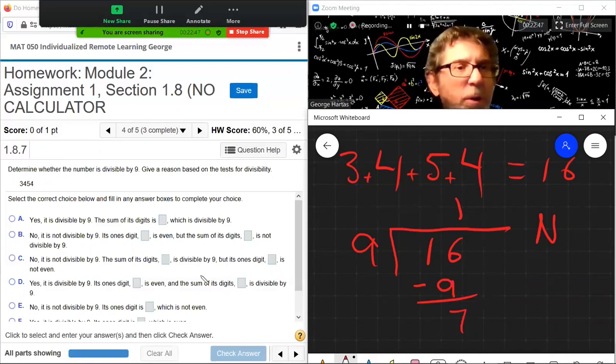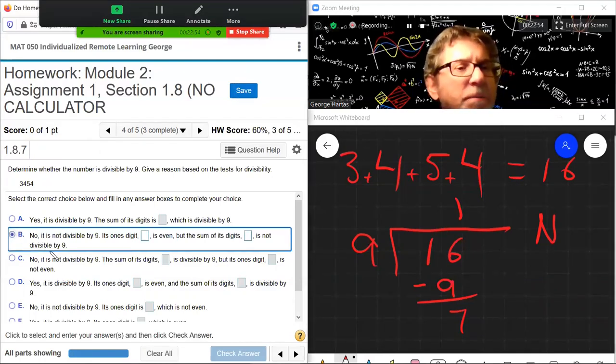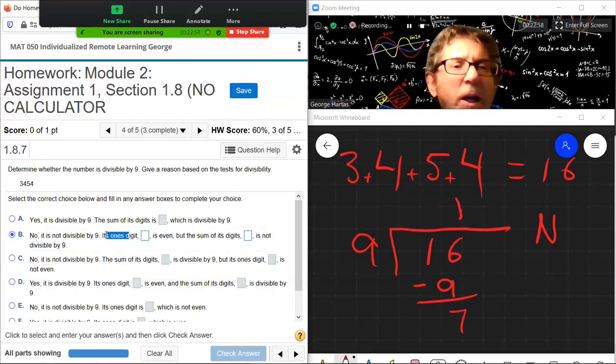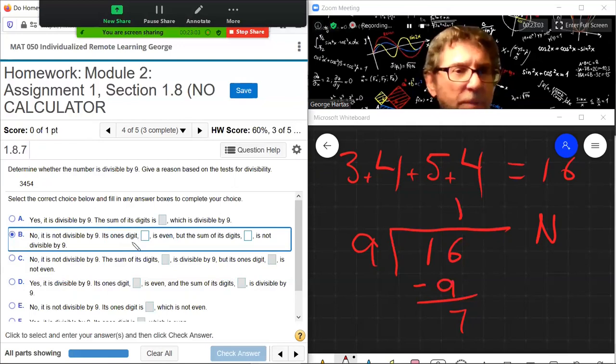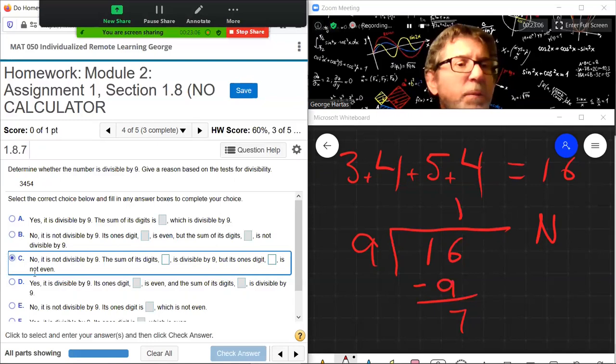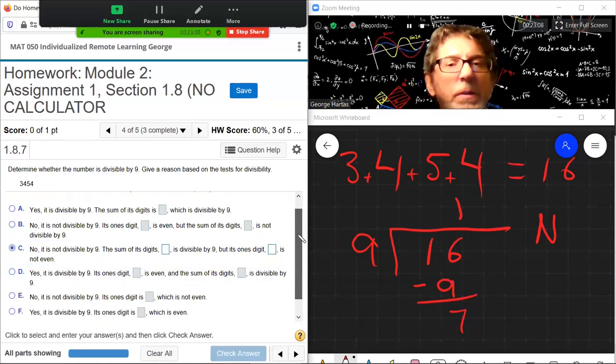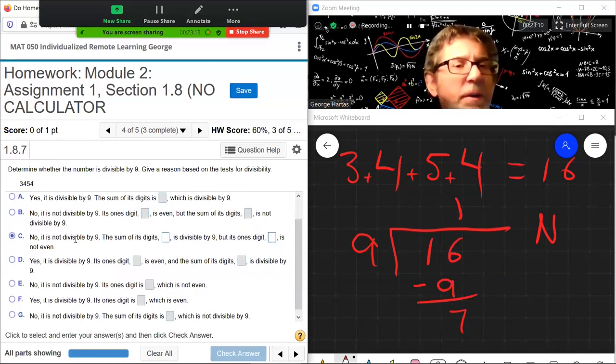All right, so let's go back to our problem here. We know it's no. Let's see which no. Let's see if it could be that one. It is not divisible by 9. It's ones digit. Did help say anything about the ones digit? No. Skip that one. It ain't that one. Let's try the next no. It is not divisible by 9. The sum of its digits is 16. Is divisible by 9. This really makes no sense. No, it's not that one.